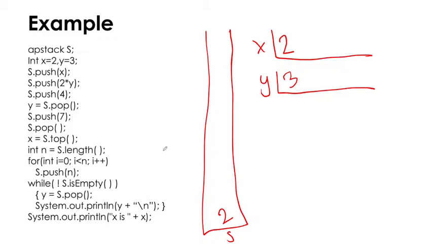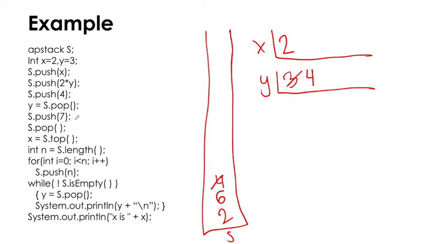We have 2 here. Next, S will push the value of 2 times Y. The value of Y is 3, so 2 times 3 will be 6. Let's push that at the top. Then S push the value of 4. There we go. And then Y will take the value of S pop. The top of the stack is 4, so that will be popped, and Y will take its value 4.